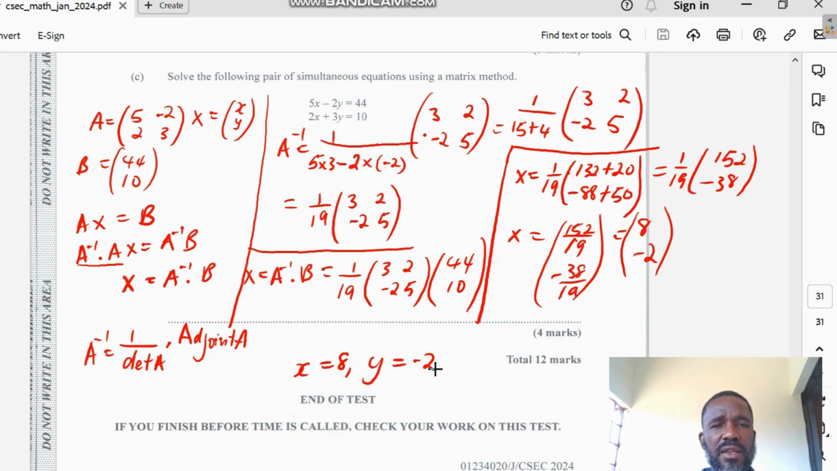Remember, to be forewarned is to be forearmed. That simply means that these questions are there for you. You need to just simply practice, practice, practice, so that you can do well on your exams. I wish you all the best in your exams.